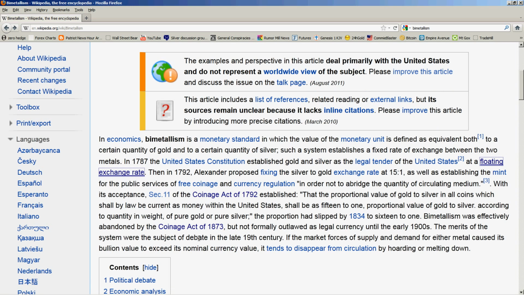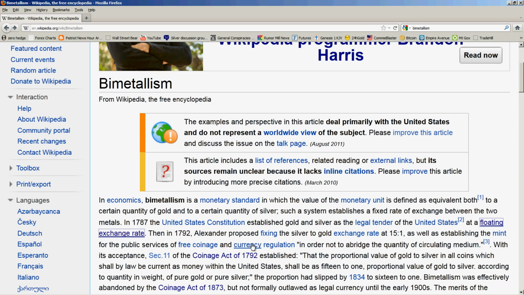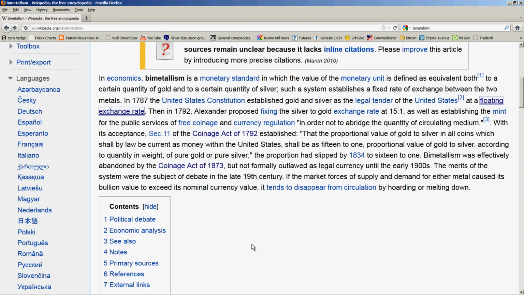So let's start with bimetallism. This is a Wikipedia article. In economics, bimetallism is a monetary standard in which the value of the monetary unit is defined as equivalent both to a certain quantity of gold and to a certain quantity of silver. Such a system establishes a fixed rate of exchange between the two metals. In 1787, the United States Constitution established gold and silver as the legal tender of the United States.